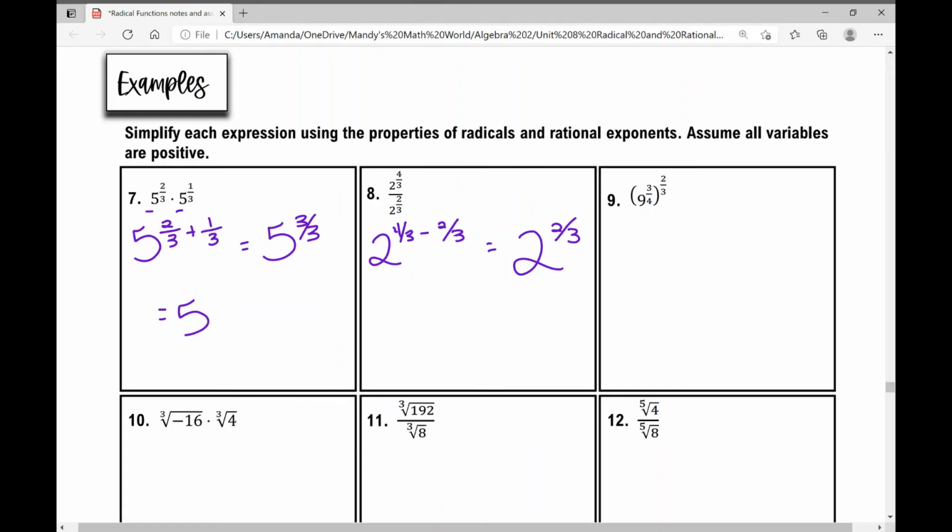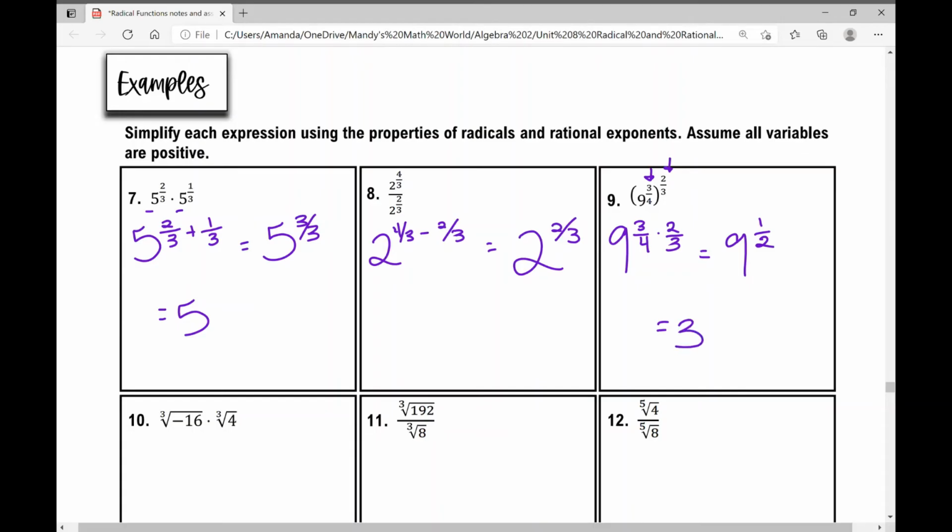Okay? So on number 9, I'm going to apply the power rule, where I have a power raised to another power. I can multiply my exponents. So I've got 9 to the power of 3/4 times 2/3. And what do you get? You get 9 to the power of 6 over 12, which is 1 over 2. Again, 9 to the power of 1/2, we're taking the square root of 9. What is the square root of 9? It's 3. And that's your answer.